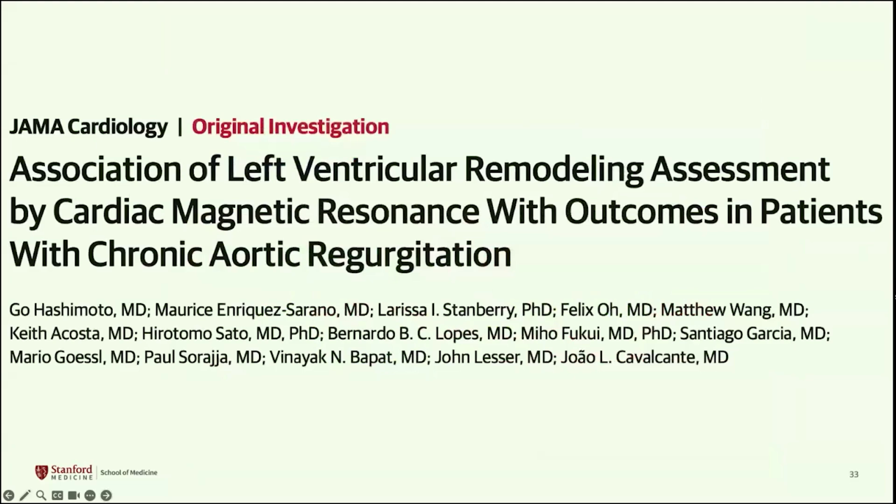So moving on to another cardiac MRI study. This is out of Minneapolis Heart Institute. This was published in JAMA Cardiology just a couple of years ago. And they looked at patients undergoing cardiac MRI and echo within 90 days of each other, and looked at 178 patients with more than moderate aortic regurgitation on echocardiography.